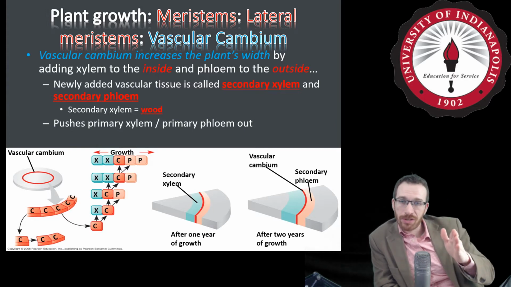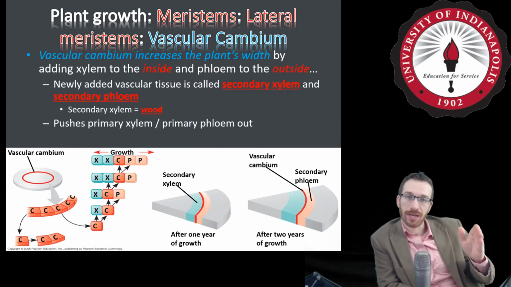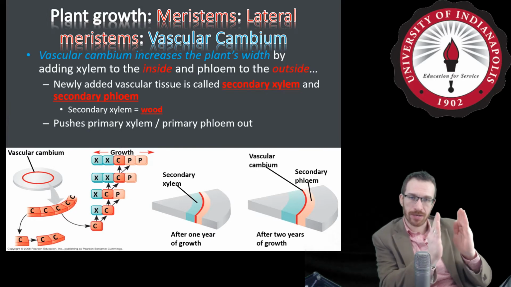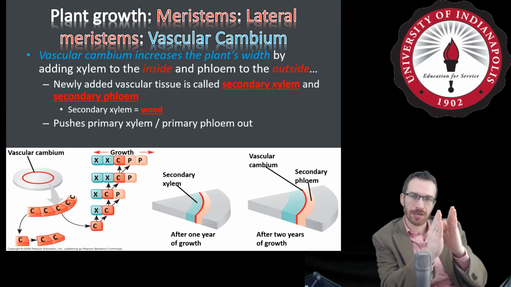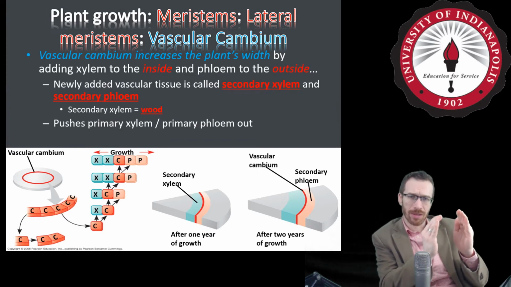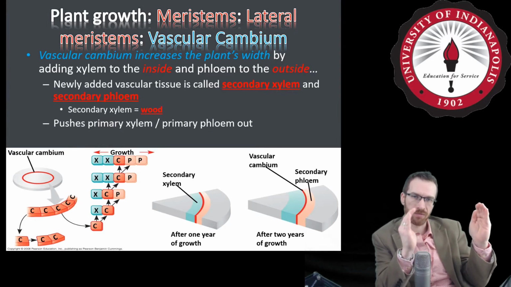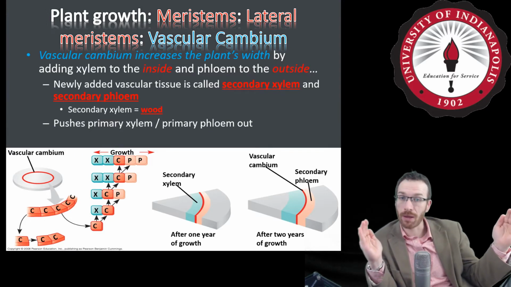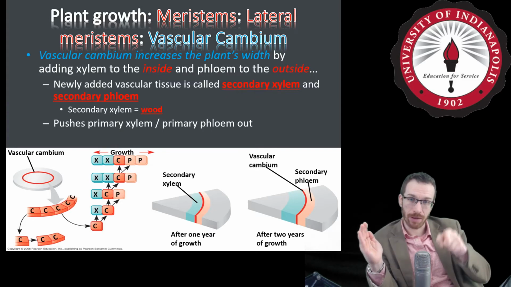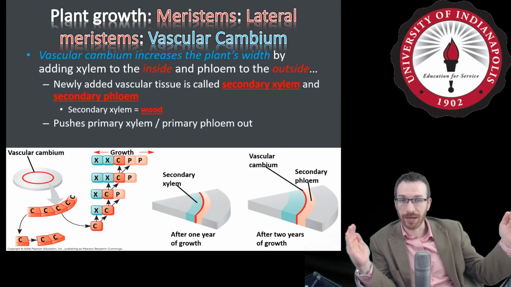Because the primary xylem and the primary phloem were laid down first, and then the vascular cambium's in the middle as it produces secondary xylem and secondary phloem. After that, the primary phloem and the primary xylem get pushed further and further away from the vascular cambium in the middle, the older the plant gets.